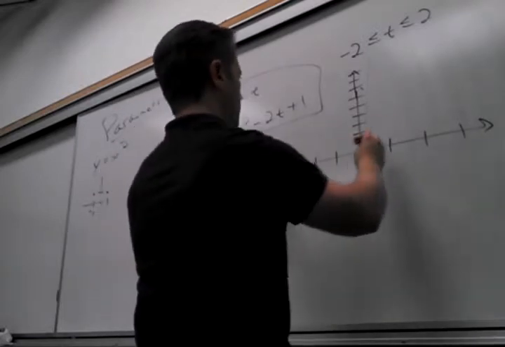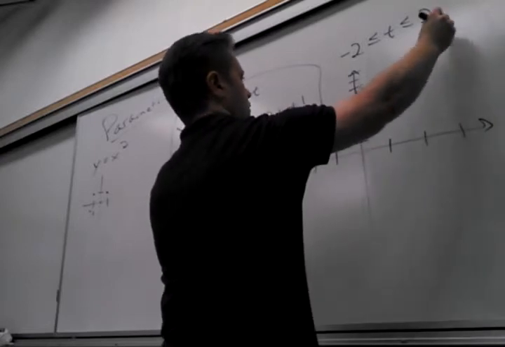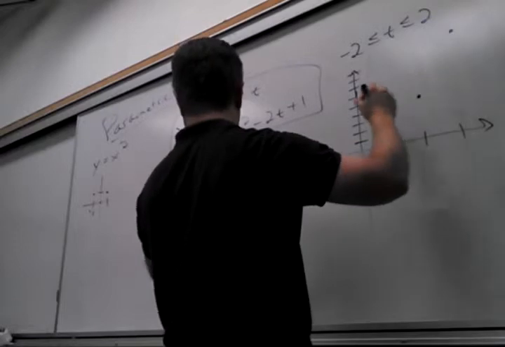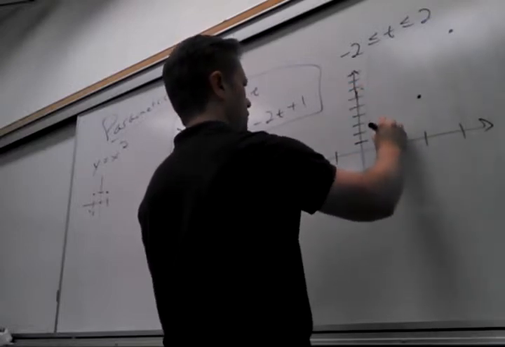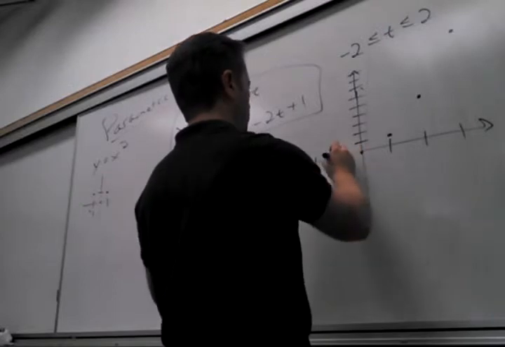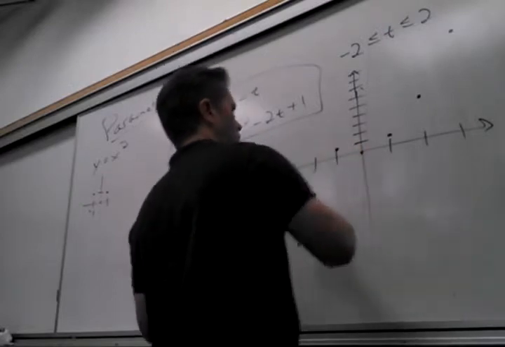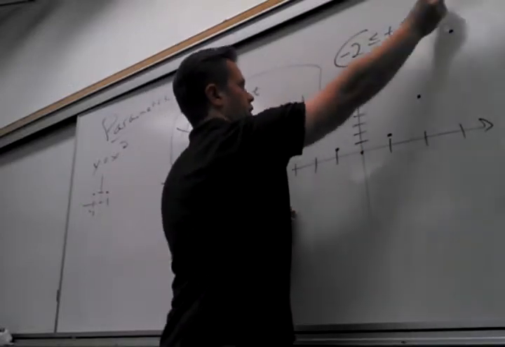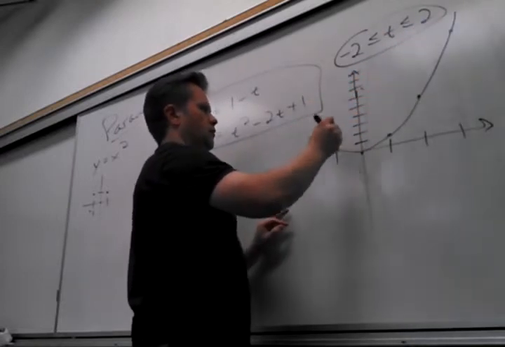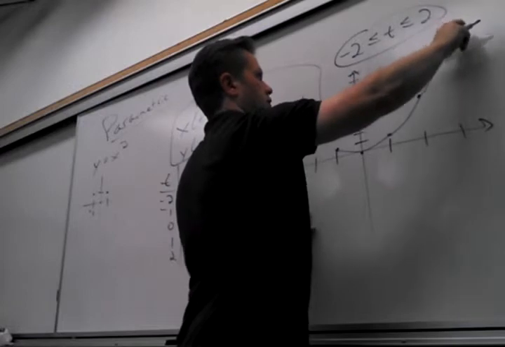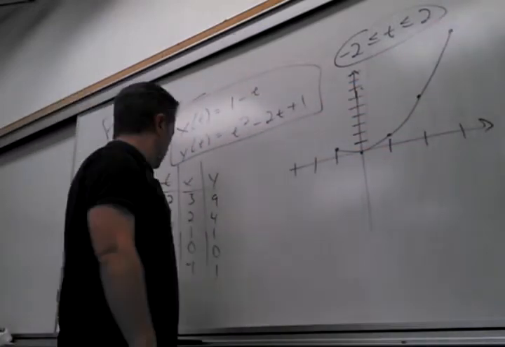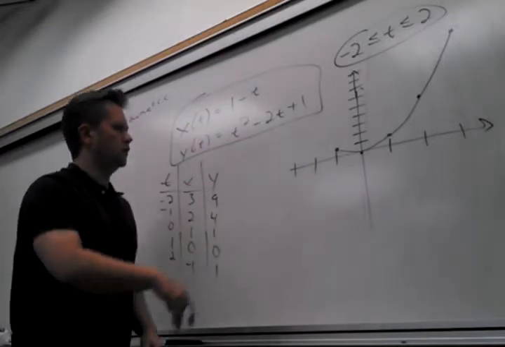All right, so then I got 3, 9, 2, 4, 1, 1, 0, 0, negative 1, 1. So that's for this range. And now, of course, what shape is that? Yeah, parabola. And actually, I should just stop. Did I go too far? No, I didn't. I'm fine.